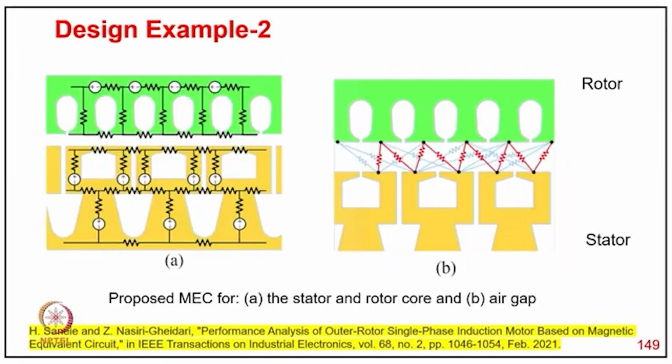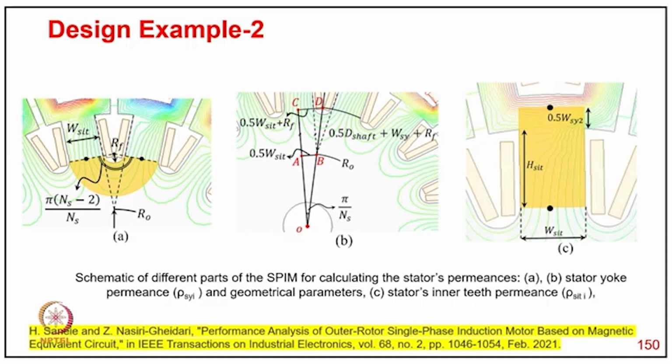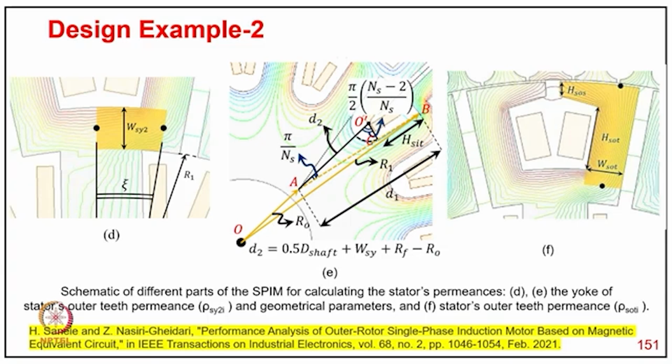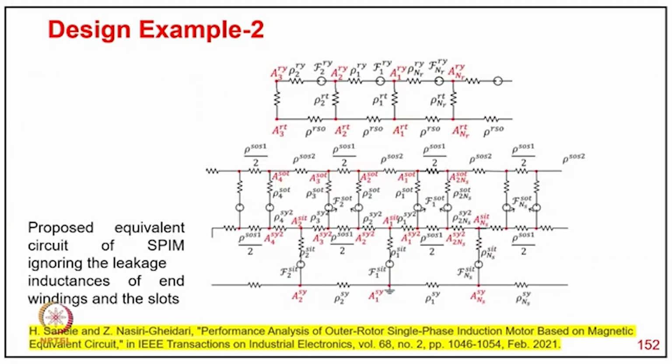This is the proposed magnetic equivalent circuit for the stator and rotor core and the air gap. Then the schematic of the different parts of the single phase calculation of stator permeance and stator yoke permeance, of course, to calculate the performance parameters for the magnetic equivalent circuit. The schematic of the different parts for calculating stator permeance, yoke, and stator teeth permeance. Then the proposed equivalent circuit of the single phase, ignoring the leakage reactance of the end windings and of the slots.